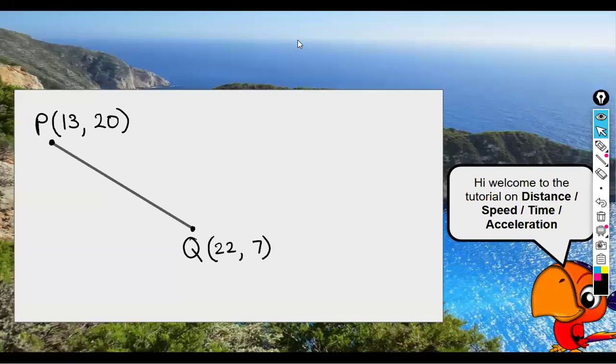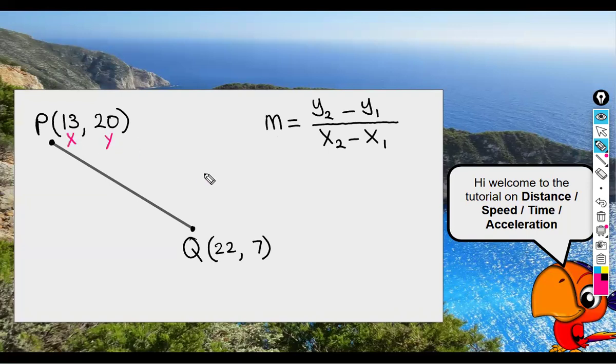So to find the gradient, I know the formula is not on this one, but it just had to turn back. To find gradient is y2 minus y1, always divided by x2 minus x1. The y's go on top and the x's go underneath. So I'm going to choose P first. Remember, x comes before y. When you're stating coordinates, you always put the x before y.